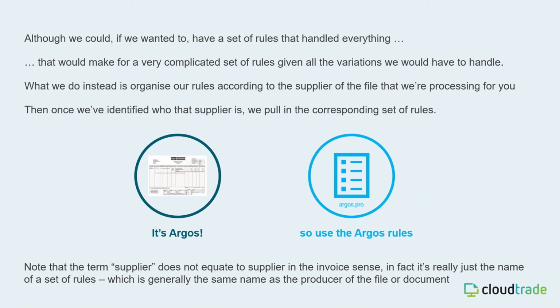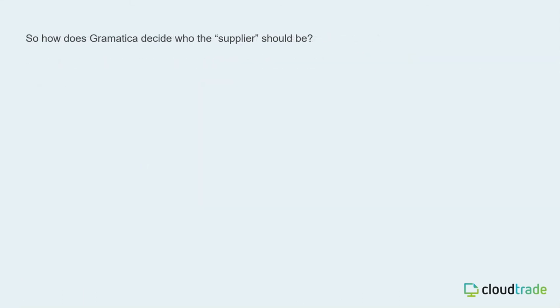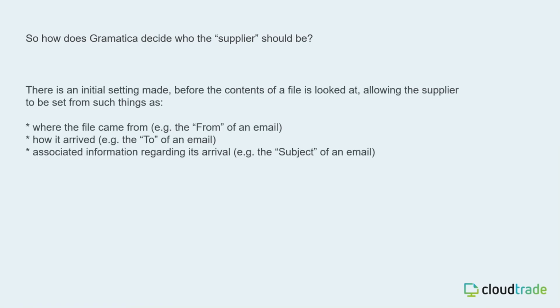So what we do instead is organize our rules according to the supplier of the file that we're processing for you. Once we've identified who that is, we use the corresponding set of rules. Note that supplier doesn't equate to supplier in the invoice sense necessarily. It is in fact the name of the rules which is associated to a document sender. So how do we supply who that sender should be? We decide who that sender should be.